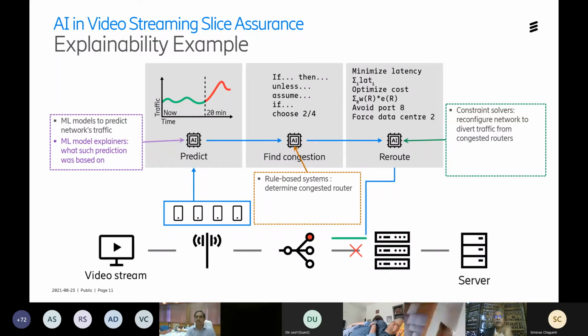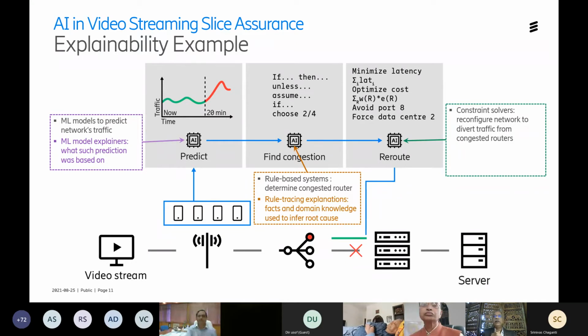So we need to enable the users of this AI solution. We need to empower them with explanations such as, why am I making a prediction of increased traffic? What are the features that I am using? So once you give such ML model explainers, it helps the administrator, the operations technician, to know whether it makes sense or not. Some responses back and forth that the system can offer to justify the reasons for that prediction.